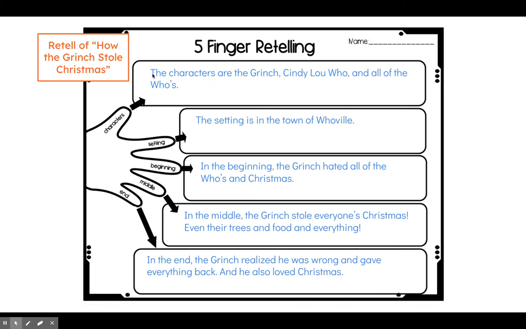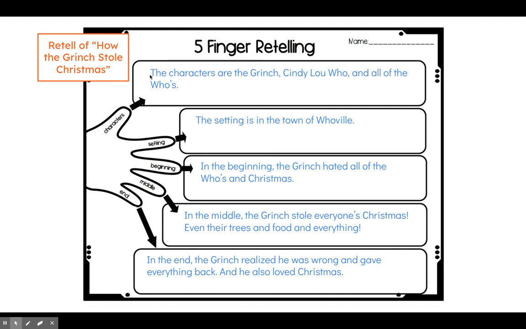You'll say the characters are blank for characters. For setting, you'll say the setting is blank. For the beginning, you will say in the beginning blank. For the middle, you will say in the middle blank. For the end, you will say in the end blank. So you tell me what happened in the story that you chose for this week.